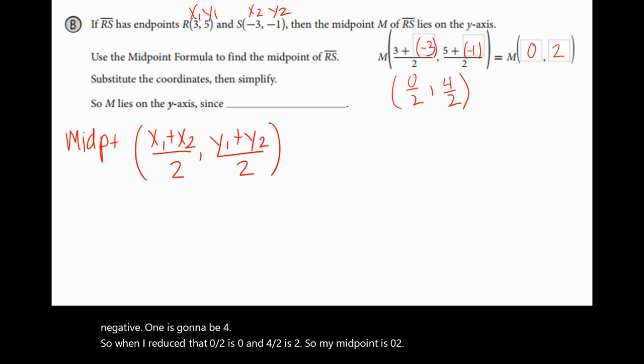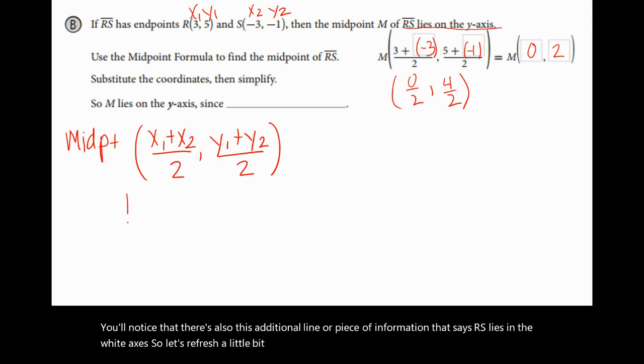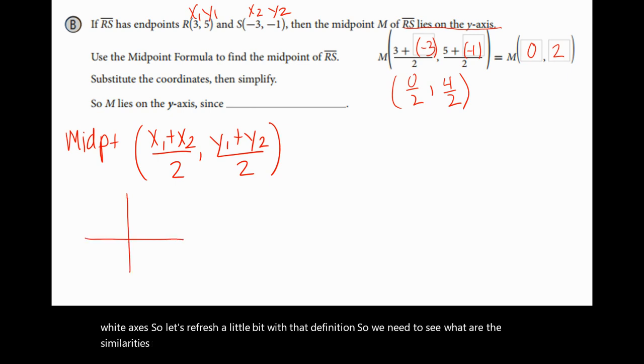You'll notice that there's also this additional line or piece of information that says RS lies on the y-axis. So let's refresh a little bit with that definition. So we need to see what are the similarities of a point that lies on the y-axis. Let's say this is 1 and 2 and negative 1, okay?